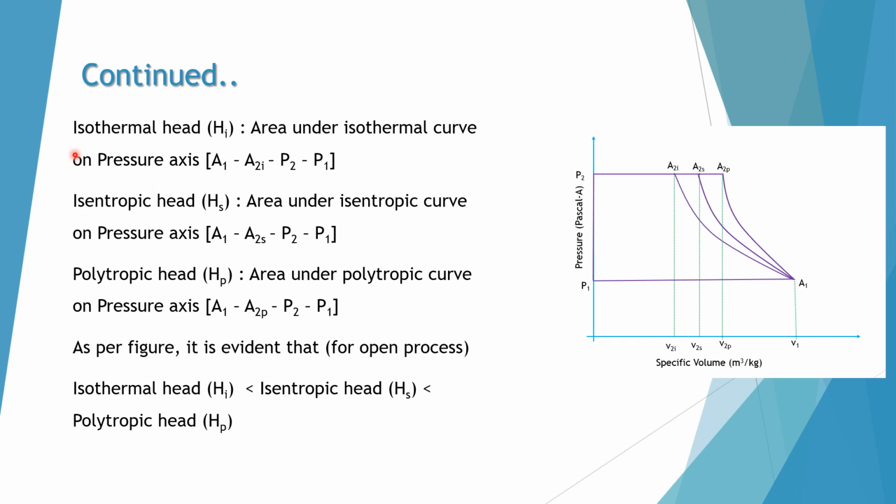Isothermal head, HI, is the area under the isothermal curve on the pressure axis. So the area under this curve is called isothermal head. Similarly, the area under the isentropic curve on the pressure axis is called isentropic head. Similarly, the polytropic head is the area under the polytropic curve. So with this figure, it is clear that isothermal head is less than isentropic head, which is less than polytropic head, because the area for isothermal is a minimum and the area for polytropic is a maximum.